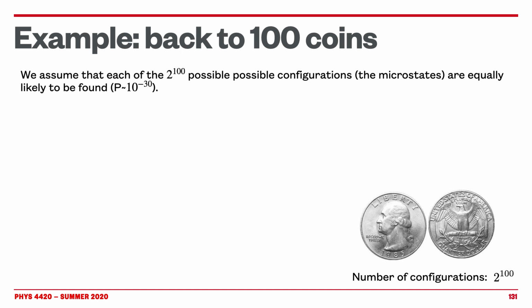Therefore, the probability of each is 1 over 2 to the power 100, which is 10 to the power minus 30. Okay, good. Now we also know that this is the microstate.